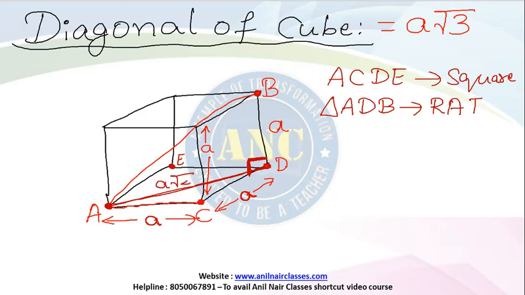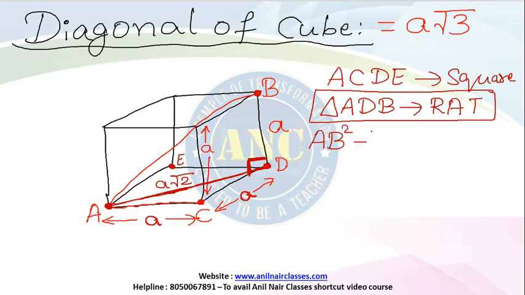Sir, how is it A root 2? Let us not go into the diagonal of a square right now, because we are interested in finding the value for the diagonal of the cube. It is A root 2. Now can I say that this becomes a Pythagoras theorem right angled triangle. Triangle ADB, the right angled triangle. In that AB is the hypotenuse. So AB square is equal to AD square plus BD square.